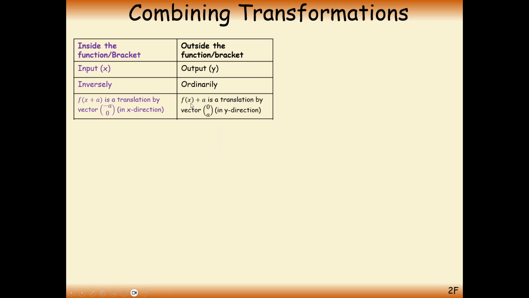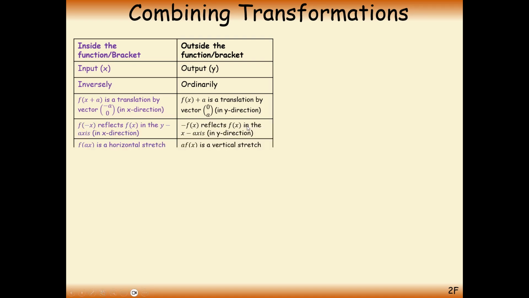Let's go back and look at the translation in y direction. The a here is plus, this plus a is outside of the function or outside the bracket. Therefore, it will affect the output of the function, that's y values. So the changes in y direction, and it's happening ordinarily. Plus a means that we will add a to y values, or rather the graph will translate upwards.